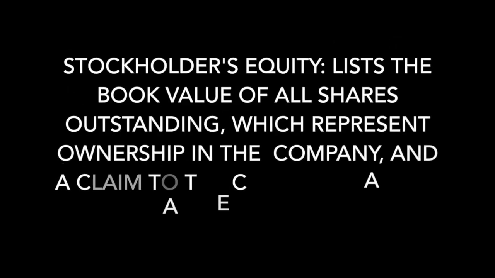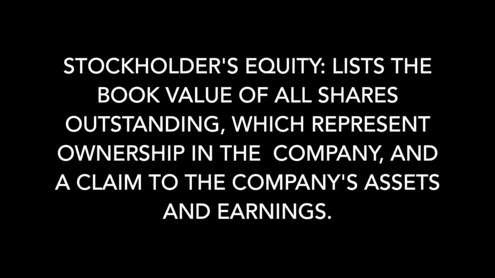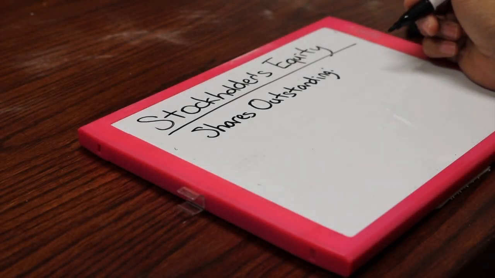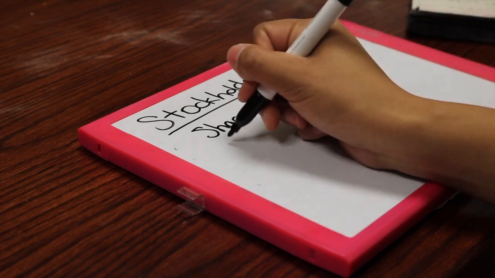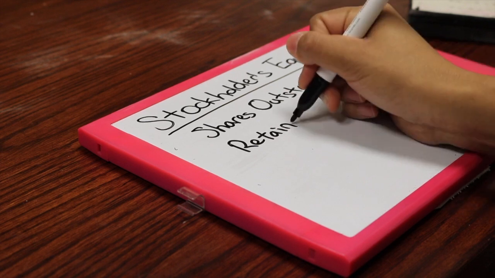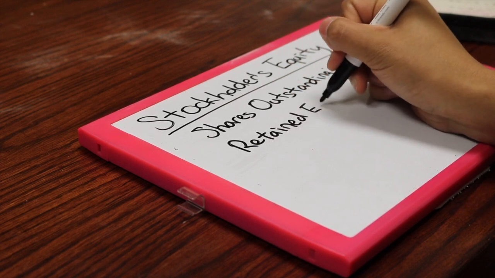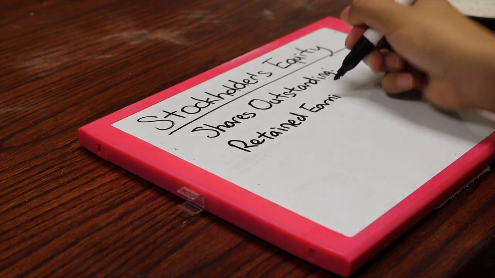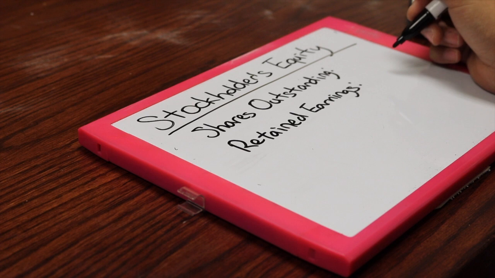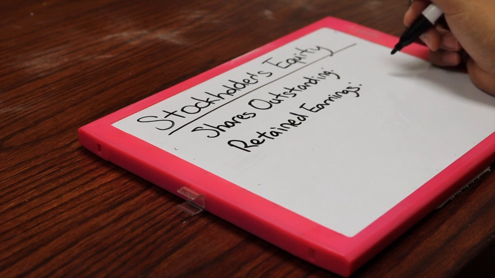Stockholders' equity lists the book value of all shares outstanding, which represent ownership in the company and a claim to the company's assets and earnings. It also includes a special account called retained earnings, which is an account used to track every bit of income that has not been paid out in the form of dividends since the beginning of the company.